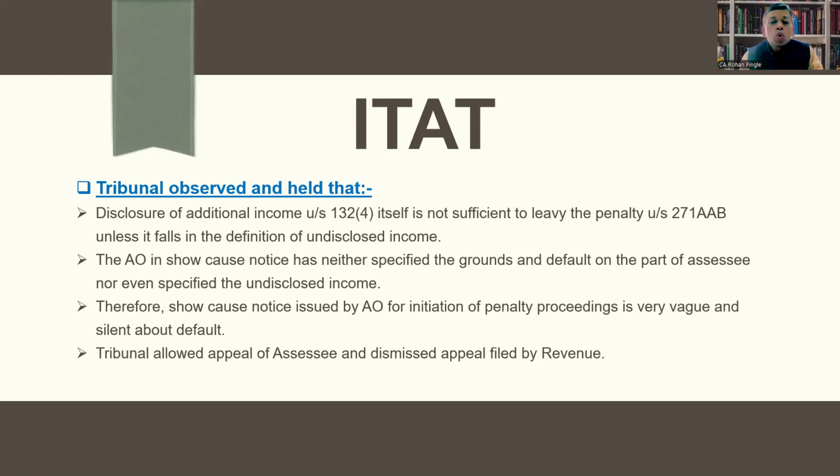The AO in the show cause notice has neither specified the grounds and default on the part of the assessee, nor even specified the undisclosed income. Therefore, the show cause notice issued by the AO for initiation of penalty proceedings is very vague and silent about the default. Therefore, the tribunal allowed the appeal of the assessee and dismissed the appeal filed by the revenue.